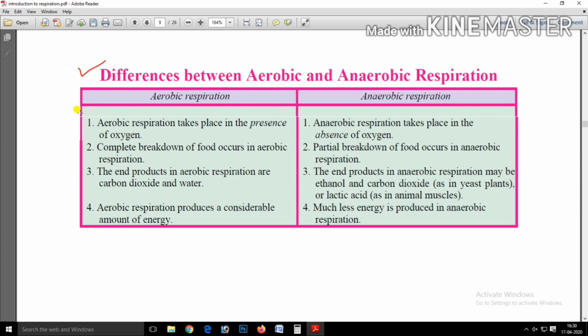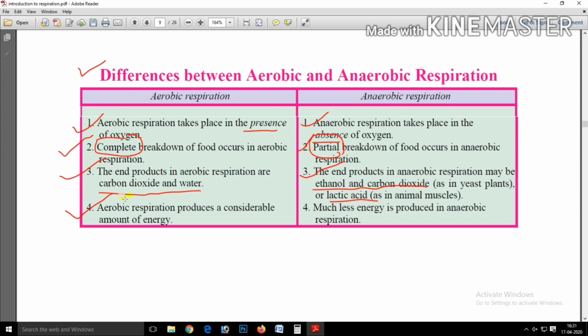So the differences between these respirations are: aerobic respiration takes place in the presence of oxygen, whereas anaerobic respiration takes place in the absence of oxygen. Complete breakdown of food occurs in aerobic respiration because oxygen is present, and in anaerobic respiration, partial breakdown of food occurs as oxygen is absent. The end products in aerobic respiration are carbon dioxide and water, whereas in anaerobic respiration the end products are ethanol and carbon dioxide, or sometimes lactic acid in animals.